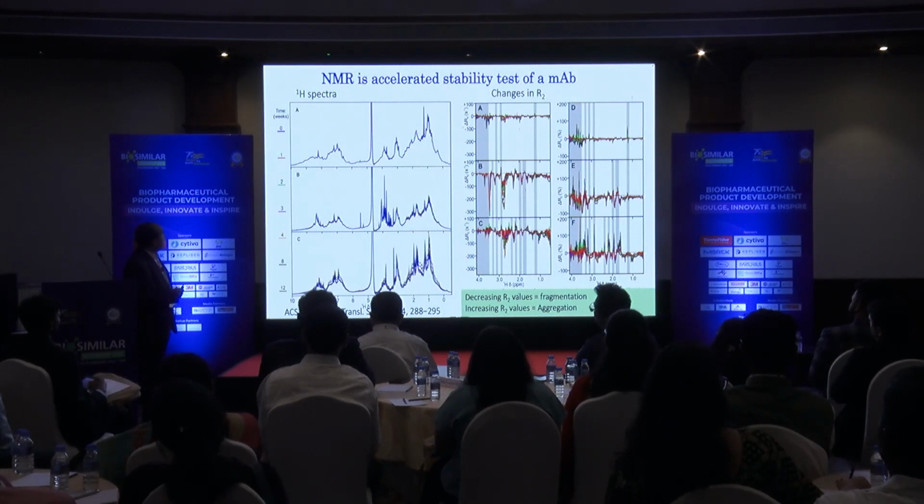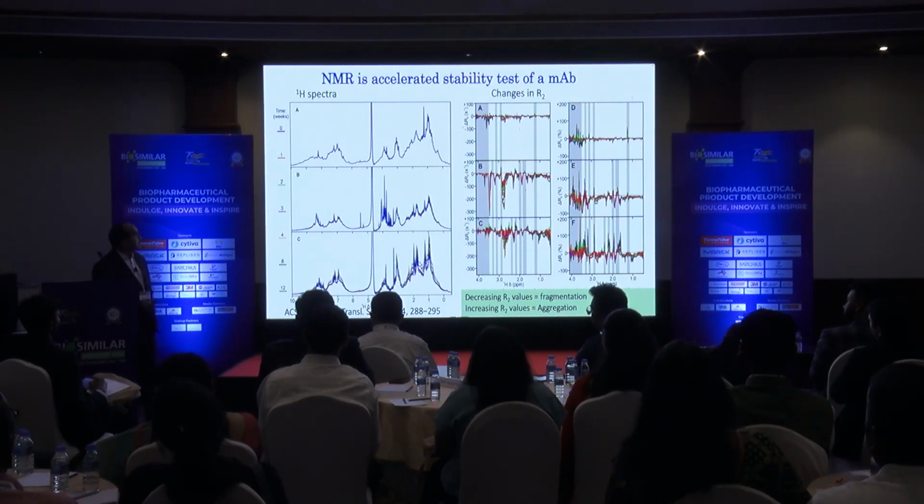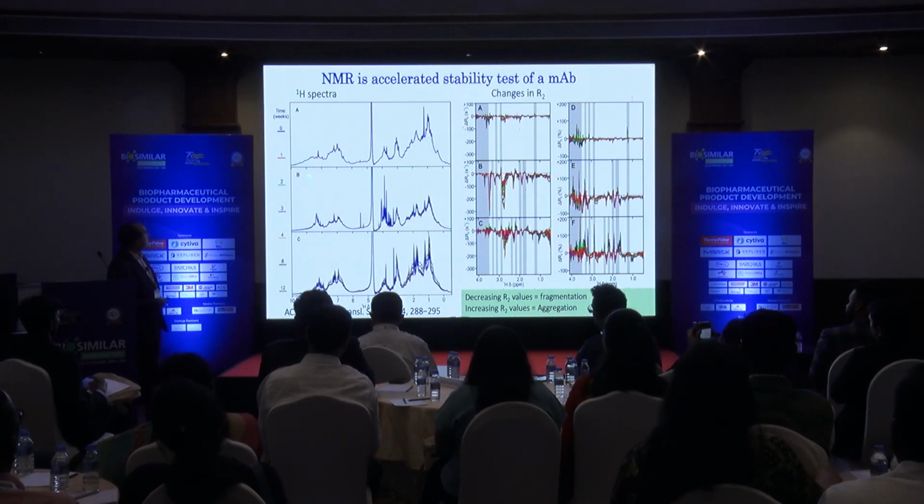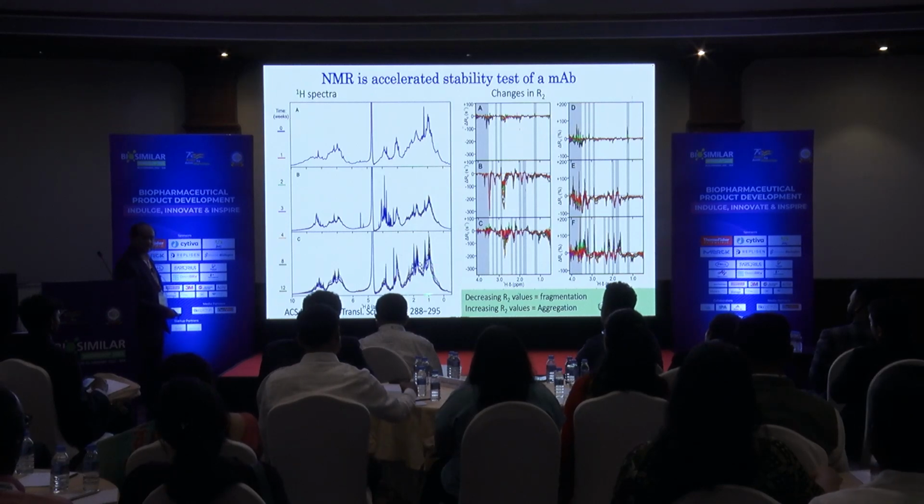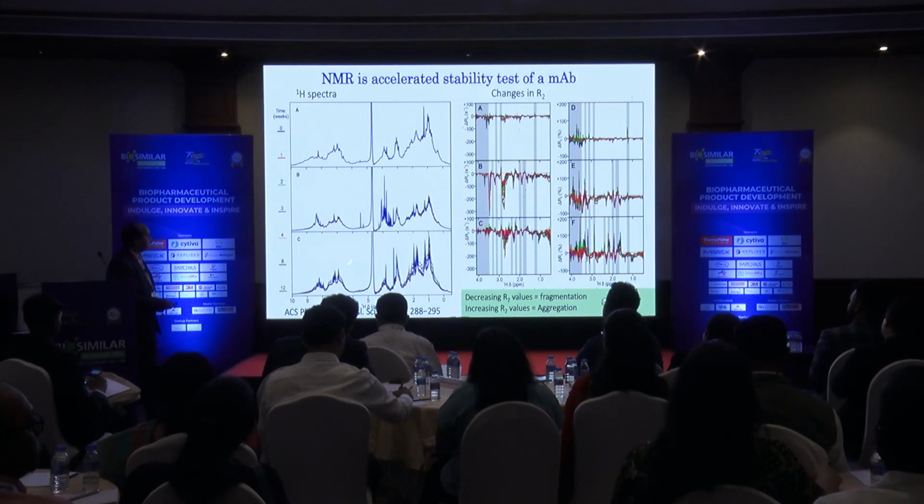NMR can also be used with the same technique on mAbs for accelerated stability tests. So what you have to do is keep recording the 1D spectrum at whatever temperature we want. So you see at 0 weeks, all the originator and biosimilar are matching nicely. If some of them are degrading, you will see at 12 weeks that some of them seem to be changing the peak. That's how NMR can be used for accelerated stability tests in a more robust manner.